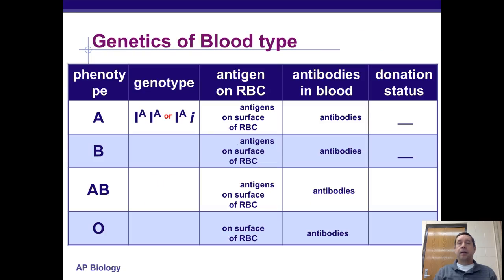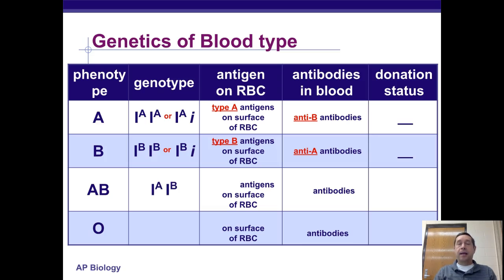So here's the inheritance. If you have type A blood, you have two A genes, or an A gene and an O gene. You have type A antigens and anti-B antibodies. They can donate to A and receive from A and O. B can have two B genes or a B gene and an O gene. They have B antigens on their surface and anti-A antibodies. They can donate to B and they can receive from B and O.